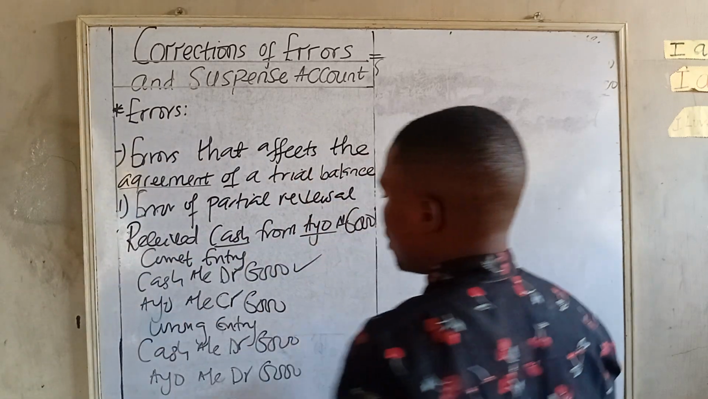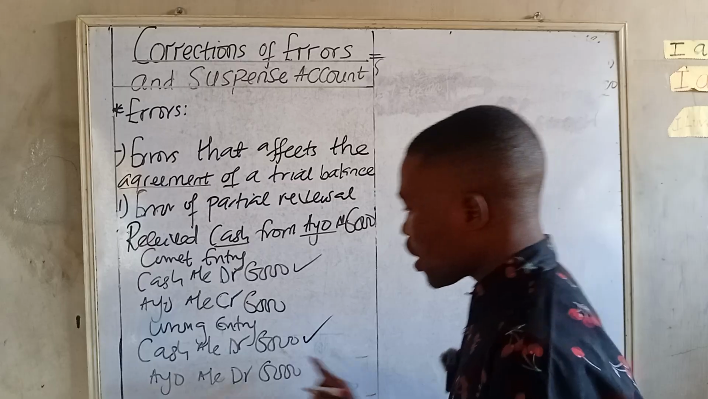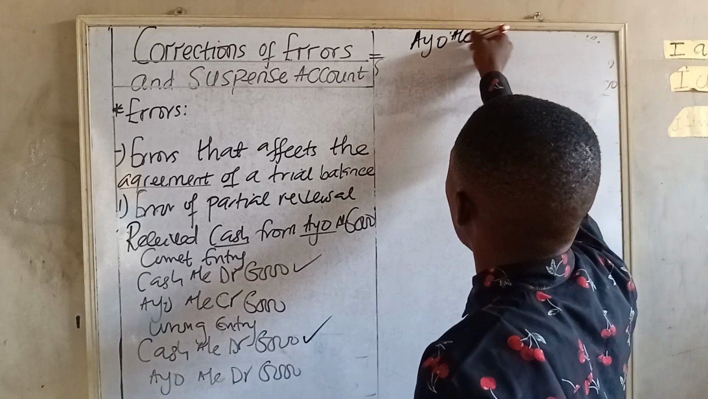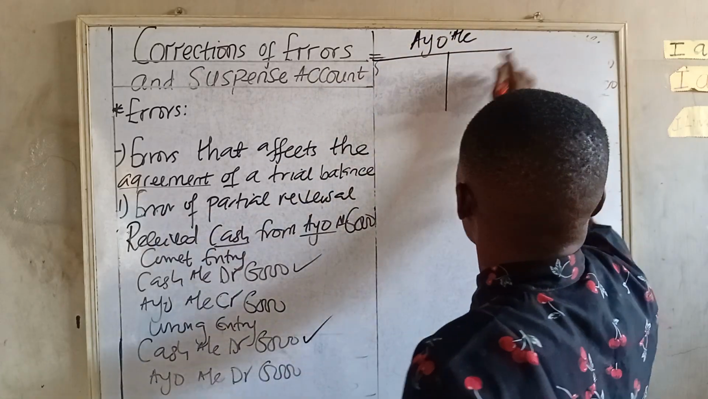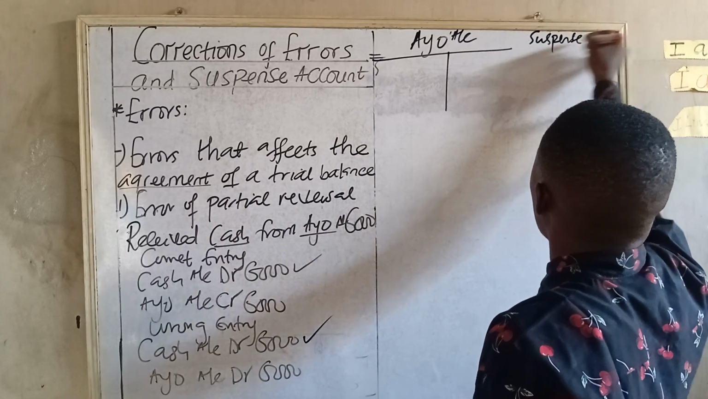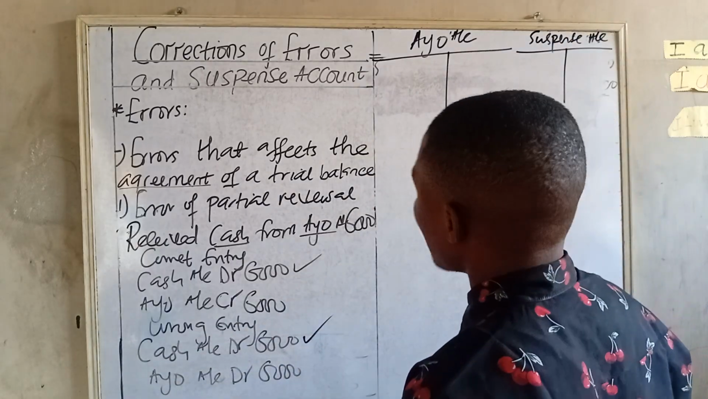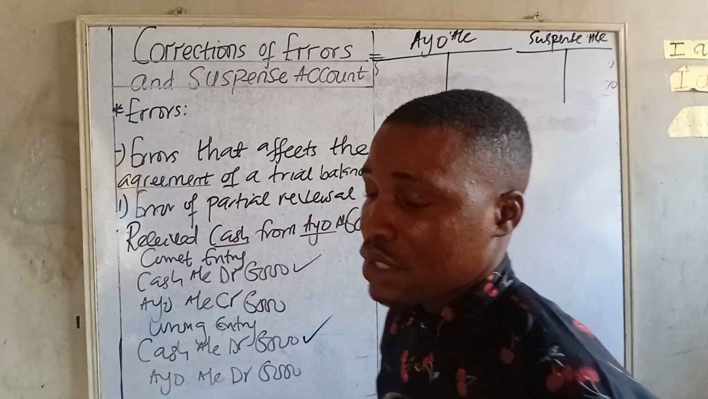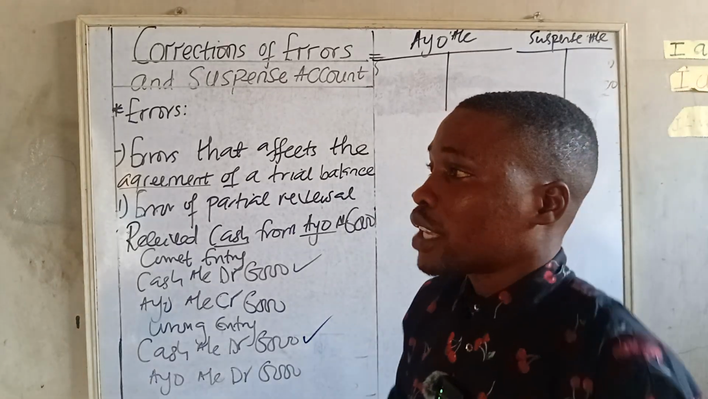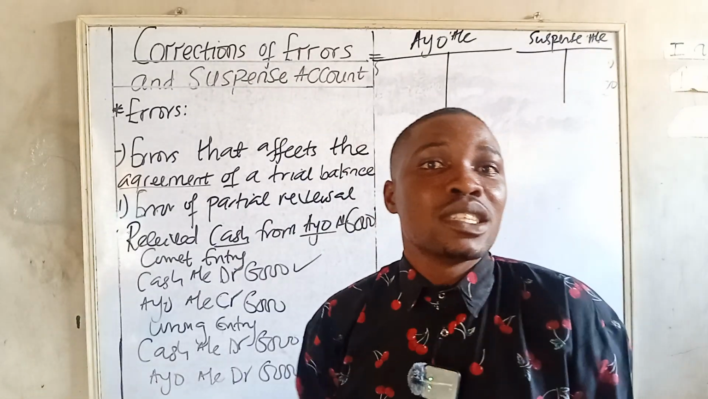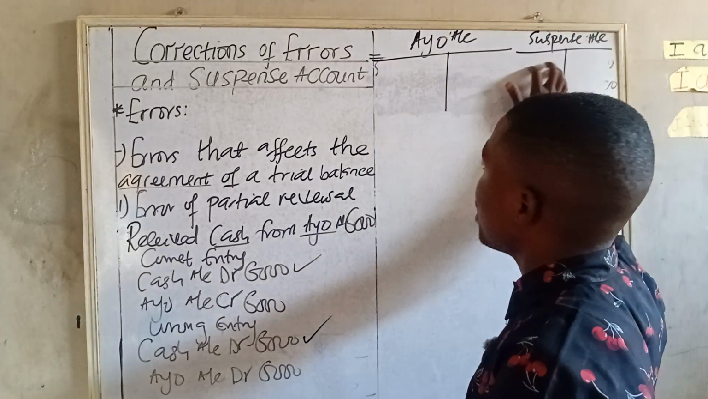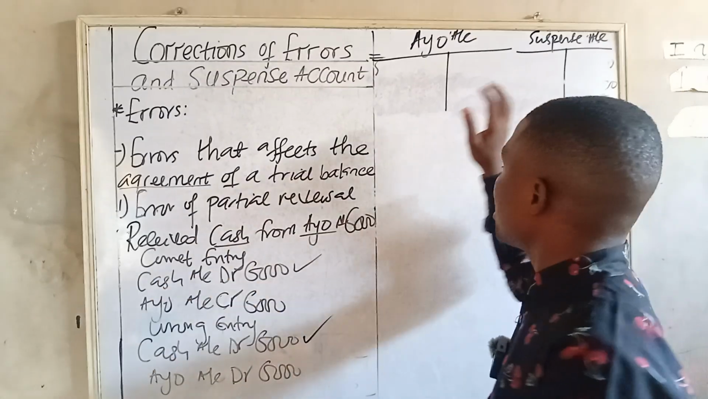Now, this account is okay. You only focus on the faulty account, this Ayo account. So you open the Ayo account here. Then the second account for it will be the suspense account. A suspense account is a temporary account that is used to keep the difference in the trial balance until the errors are detected. So once we declare the error, we wipe off these accounts here. So it's like a temporary account.